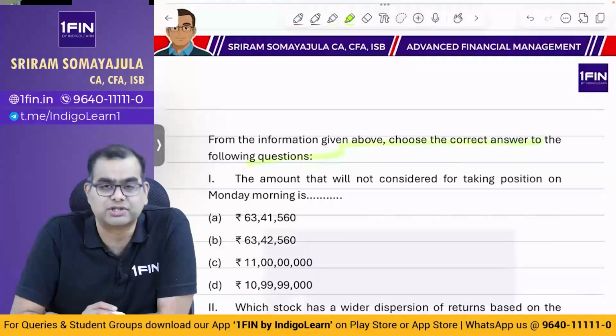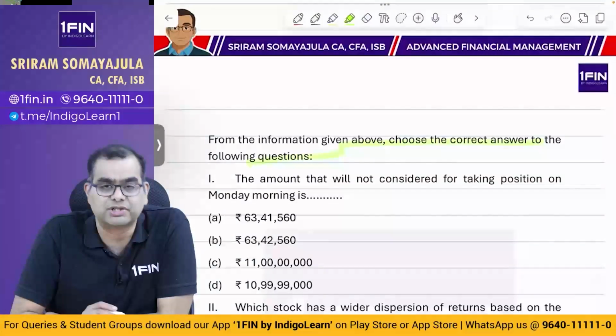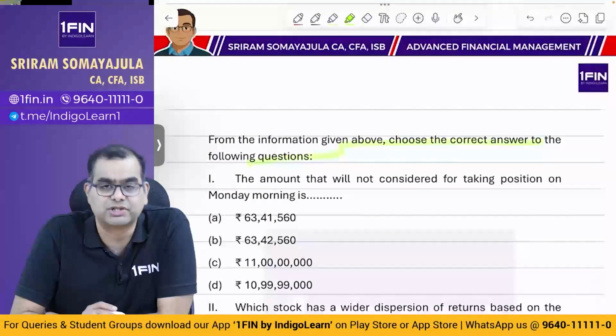Which stock has wider dispersion? What do you mean by dispersion? Measures of central tendency and dispersion. Dispersion means standard deviation, given on the probability distribution. A, B, both, or cannot be determined. So basically you have to find out the standard deviation. What is the standard deviation formula?